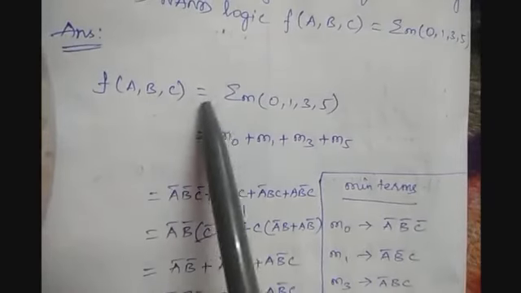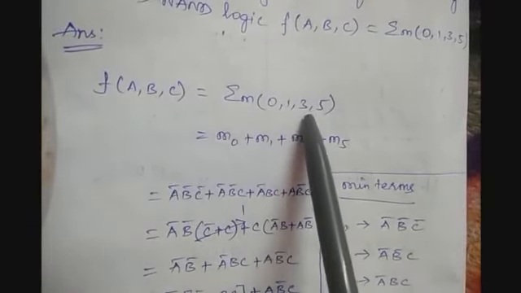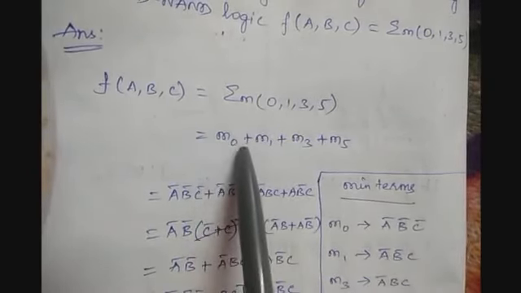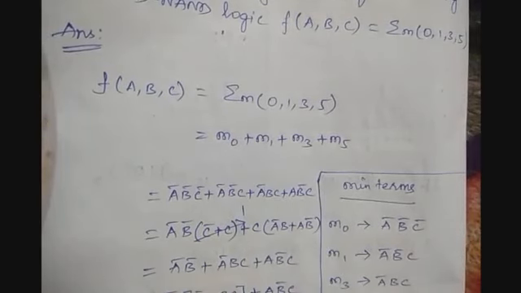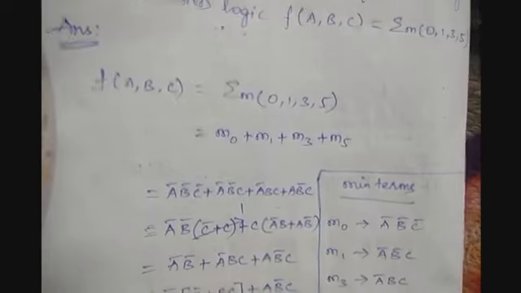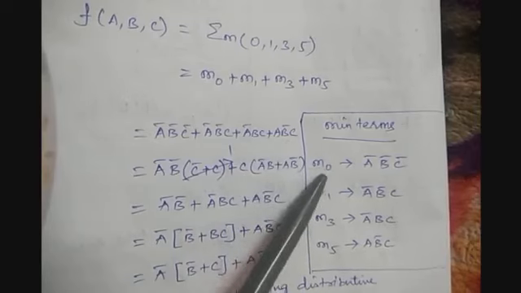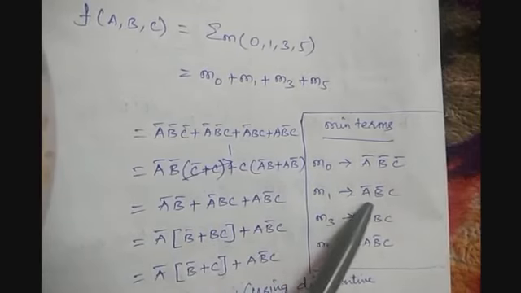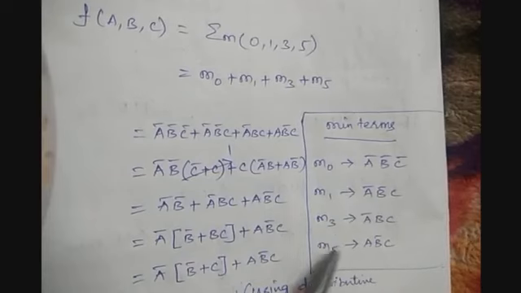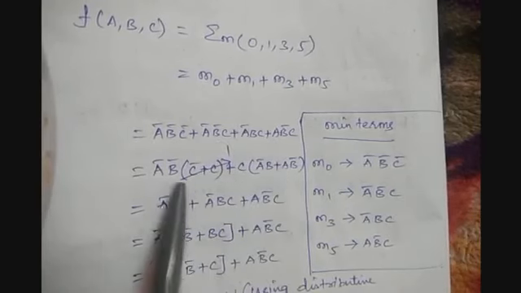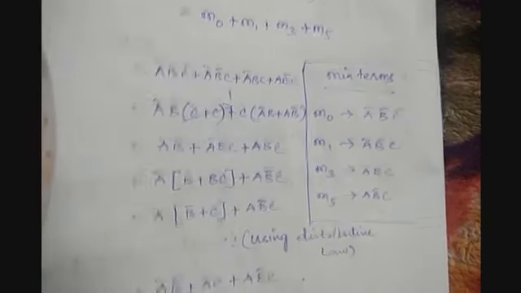F of a, b, c equals summation m of 0, 1, 3, 5. This is what is given. So this means m0 plus m1 plus m3 plus m5. Min terms we know: m0 is a bar b bar c bar, m1 is a bar b bar c, m3 is a bar b c, and m5 is a b bar c. I have taken the 4 values and am simplifying them.